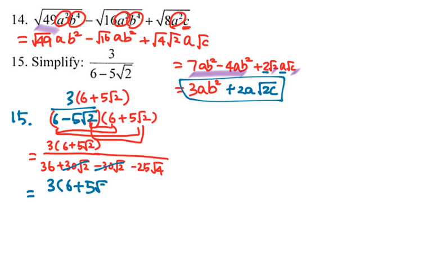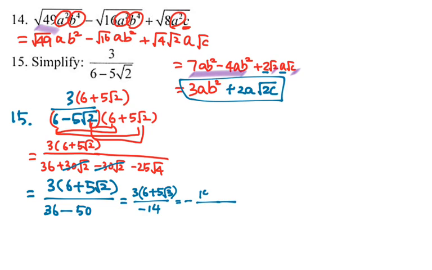So I'm rewriting the numerator. How about the denominator? It becomes 36 minus 50 because 25 times the square root of 4, which is equal to 2. Then our final answer here becomes 3 times 6 plus 5 radical 3, and then when you distribute, this is what we end up getting.